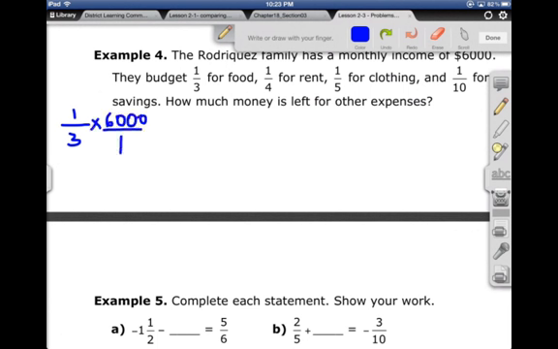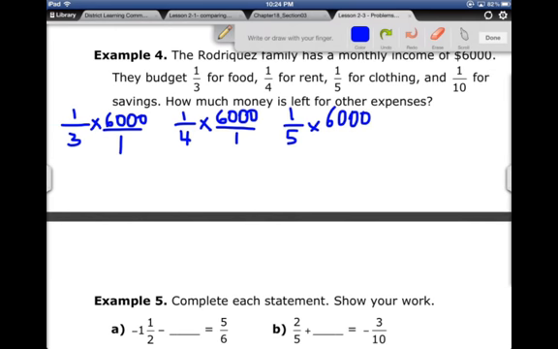And we've got a quarter for rent of the 6,000. Notice they're all out of 6,000, because when you look at your monthly budget, you're looking at everything as a piece of 6,000. So don't change the 6,000. A fifth for clothing. That's a pretty good clothing budget. Wow. Although it is a family, to be fair. And 1/10 for savings. College fund. Call it what you will.